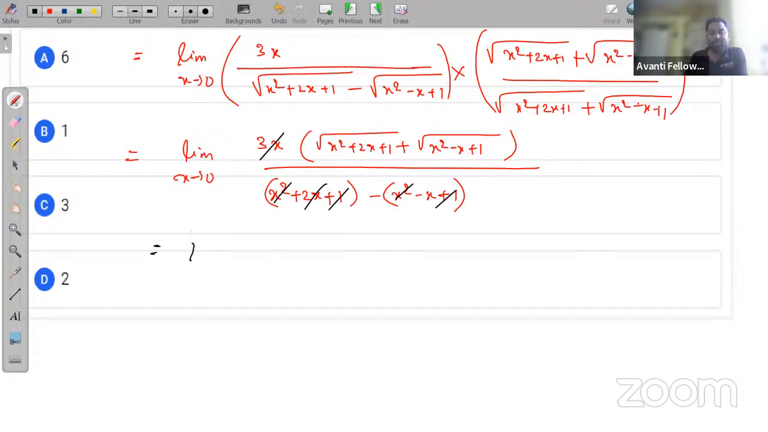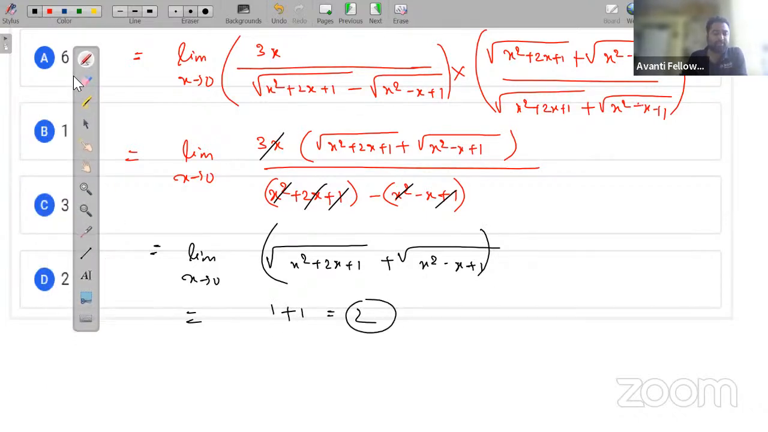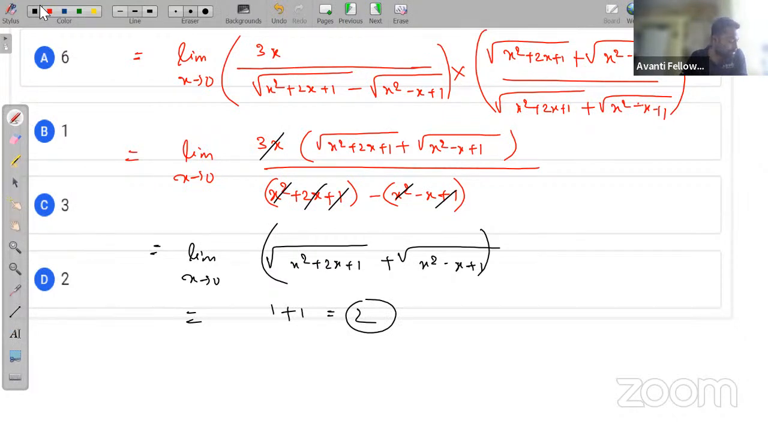Okay, so finally we are having limit x tending to 0 root of x square plus 2x plus 1 plus root of x square minus x plus 1. So this gives you 0, 0, 0, 1 plus 1, that is 2. So answer is 2. Option D is the correct answer. Very good, Ganesh. Very good. Answer is 2. Option D is the correct answer.